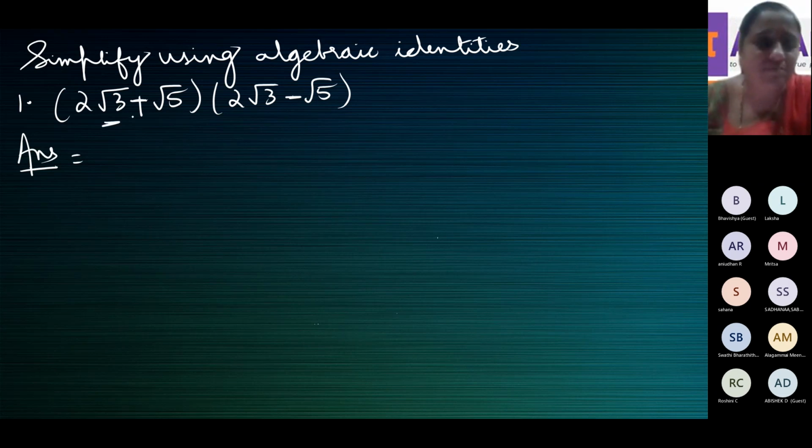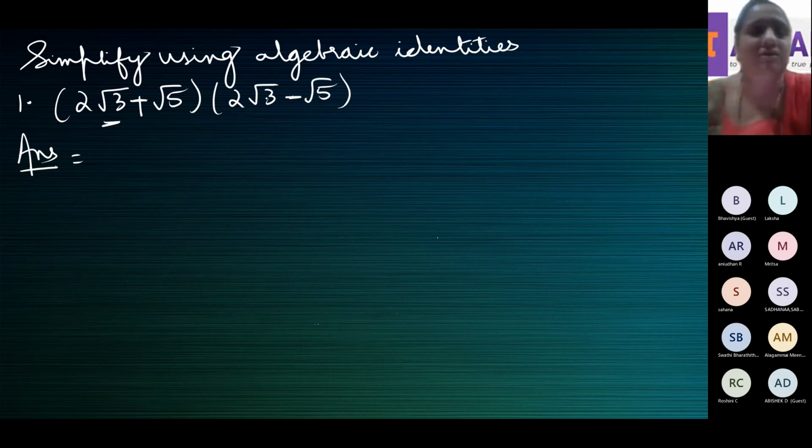See here, 2 root 3 plus root 5, 2 root 3 minus root 5. This is like a plus b into a minus b. So the answer is a square minus b square.